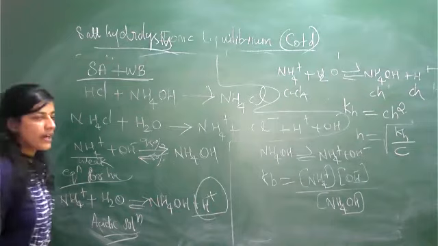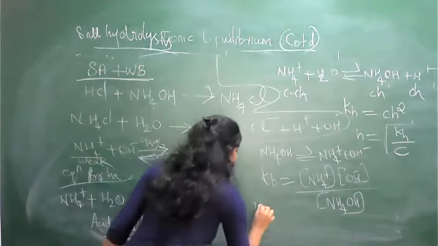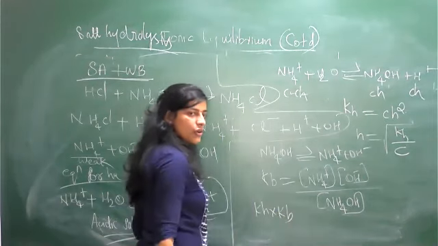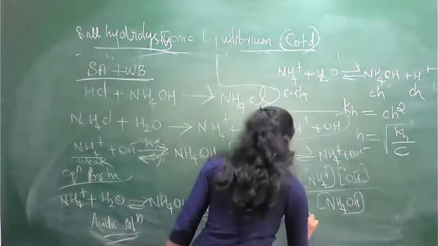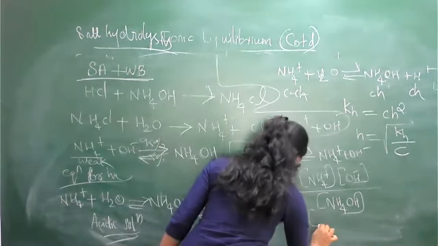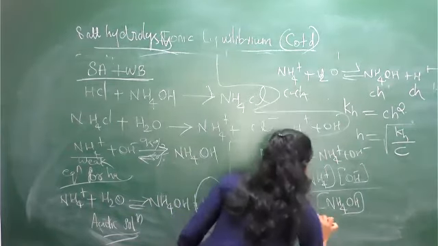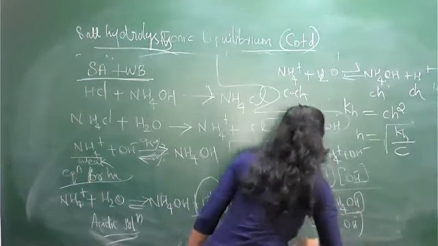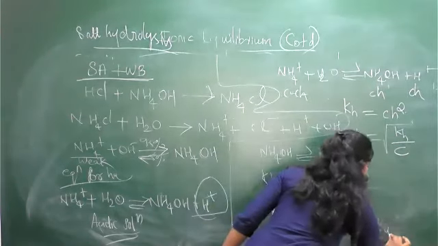Okay, next step, what? Very good. Kh into Kb, you want to multiply. So some terms will cancel out. Correct. What is the result? Concentration of H+ into concentration of OH- remains. That is equal to Kw.